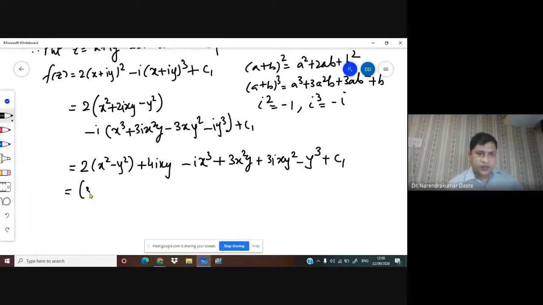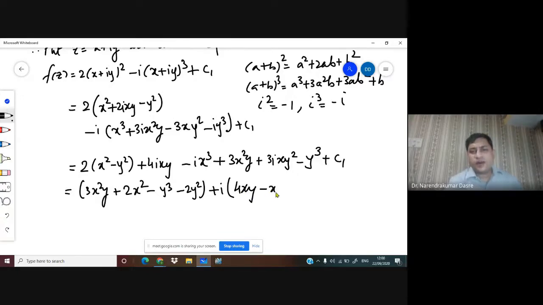So we'll be having here 3x square y plus 2x square minus y cube minus 2y square. So this is the term without i. Then plus i times (4xy minus x cube plus 3xy square). So this is the term we'll be having with i, and plus C1.